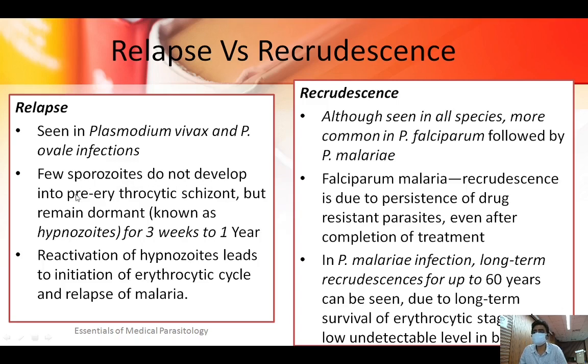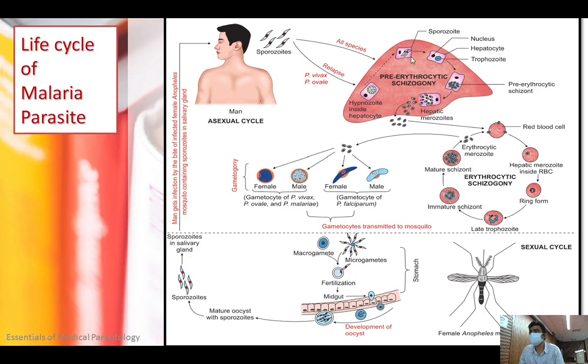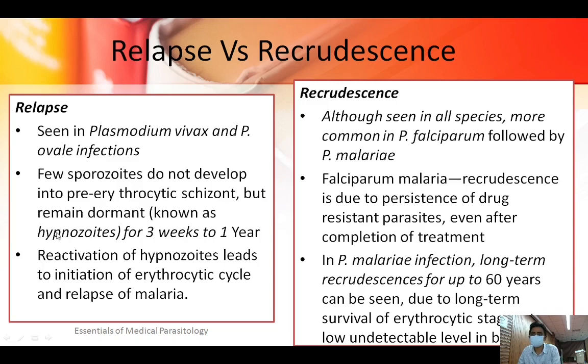These few sporozoites do not develop further. They are not maturing into trophozoites, schizonts and merozoites. Some of them, not all. There will be many liver cells affected, but one or a few of the liver cells might not develop further. The sporozoites in them will remain dormant, the hepatocytes will be viable, and the sporozoites inside will just remain dormant for a period of 3 weeks to 1 year.